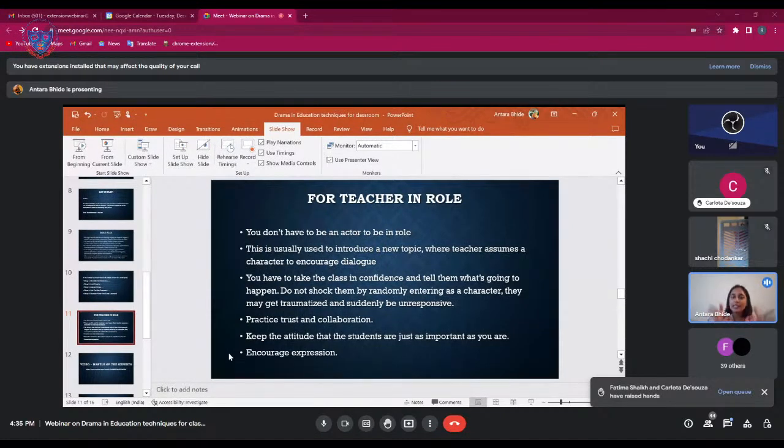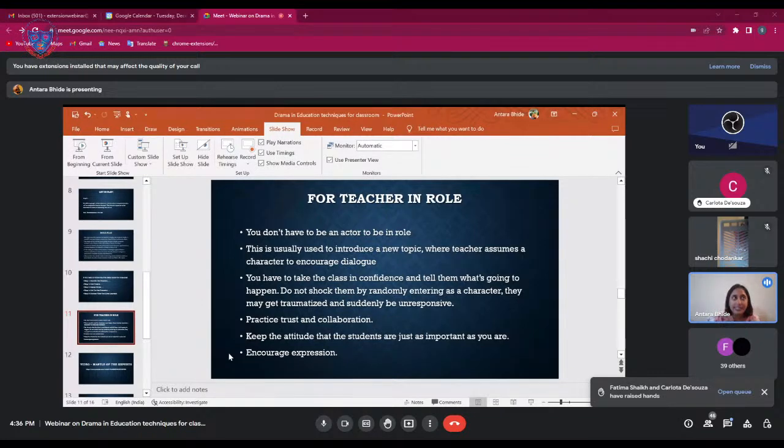Okay. Practice trust and collaboration. Working together should be the principle. It should not be one-sided teaching. Everyone is included. Everyone's learning, everyone's teaching each other, everyone's exploring new things. And you're also trusting each other whilst doing that. You can't say, oh no, you don't do this. Let that person do. No, that will break that child's capacity of understanding what can happen next as a character.